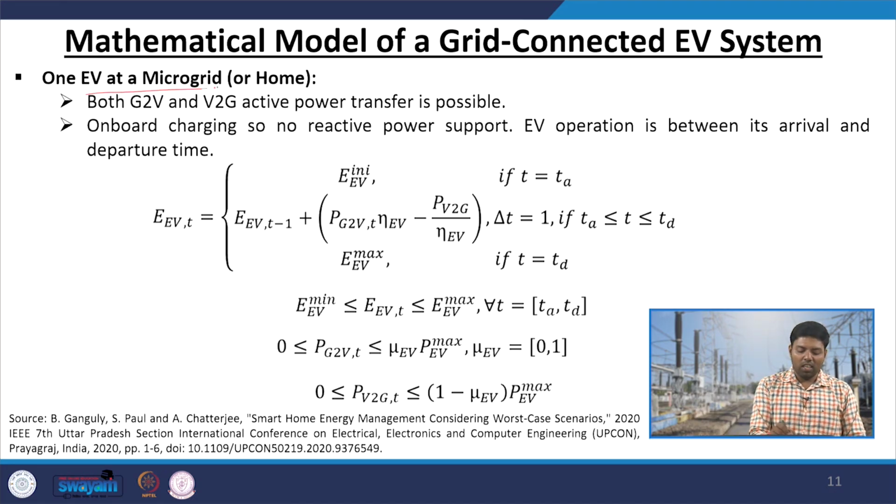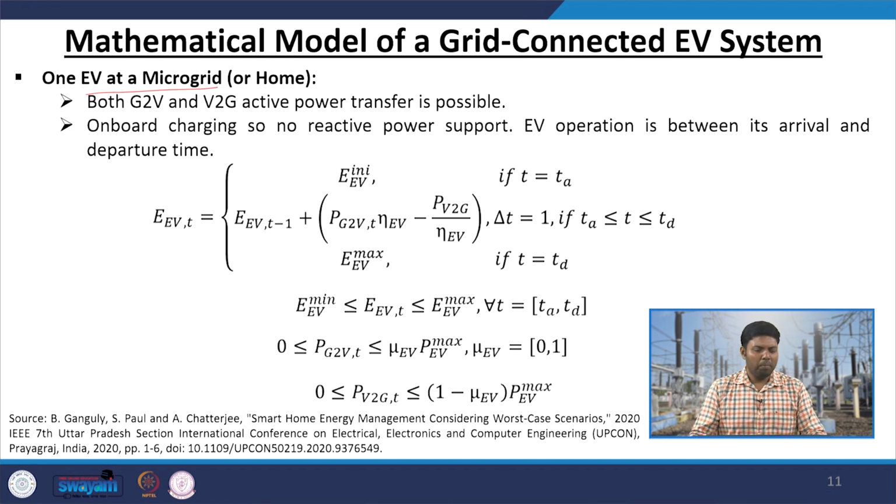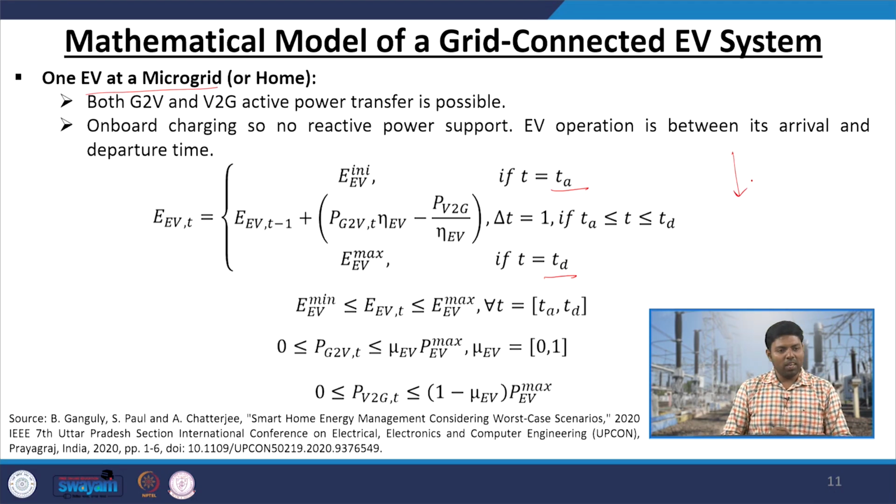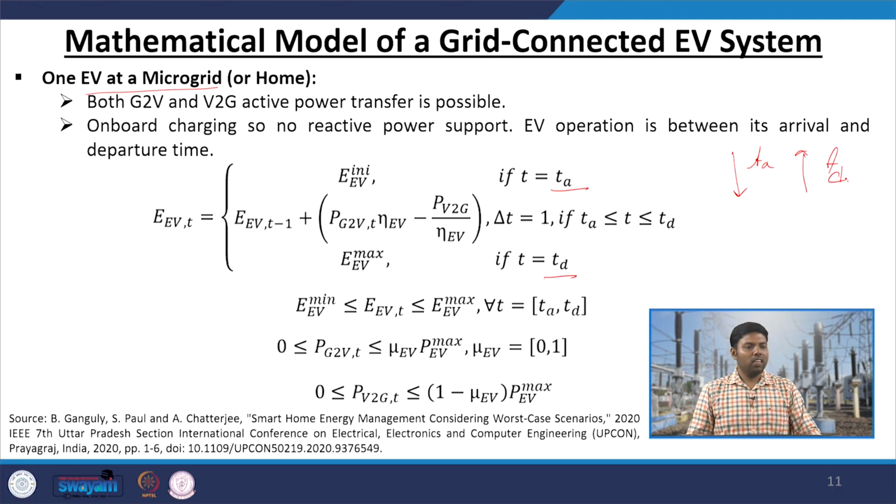When the EV is at the microgrid or at the home level, it acts the same as your battery station or battery module, with just the extra thing that you have an arrival and a departure time. That means the electric vehicle comes to your home at some time, and leaves when you are going to work. So, within that time limit it has to be fully charged.